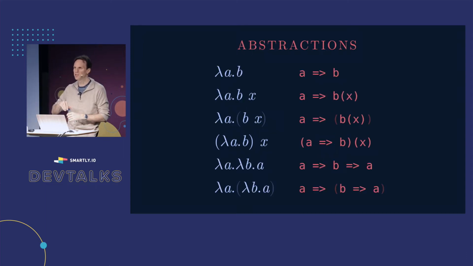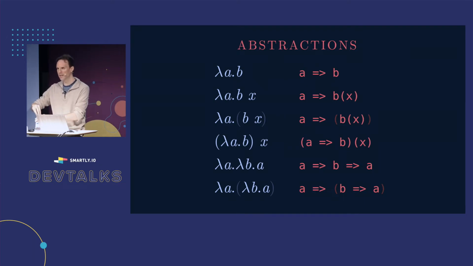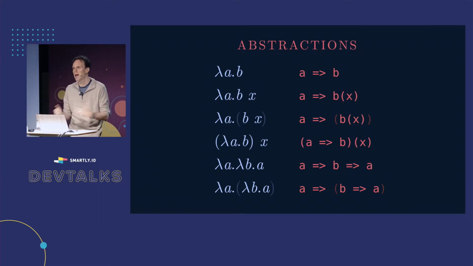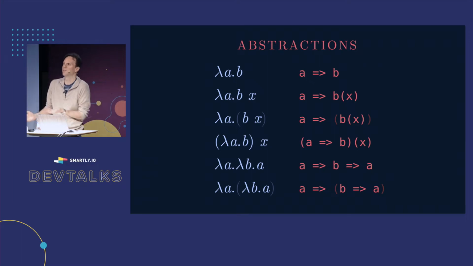Abstractions, these are function definitions. They're just JavaScript arrows, that's all they are. How do they work? Well, again, lambda means function definition. Dot means return. So lambda a dot b means take in an a and return b. What do a and b have to do with each other in this particular example? Absolutely nothing. So this throws out the a argument and returns whatever b is.